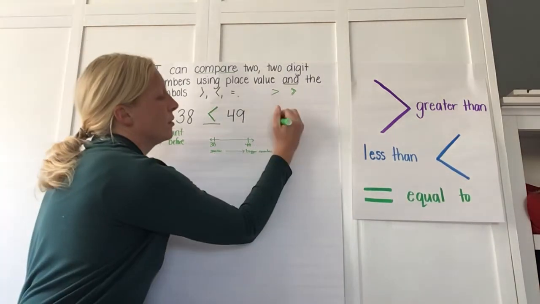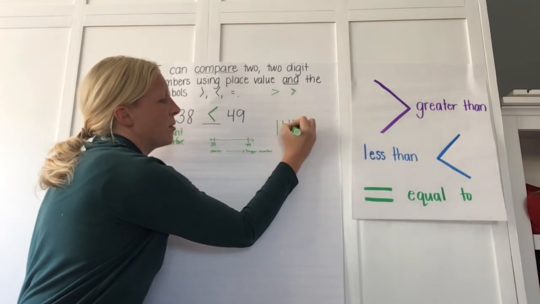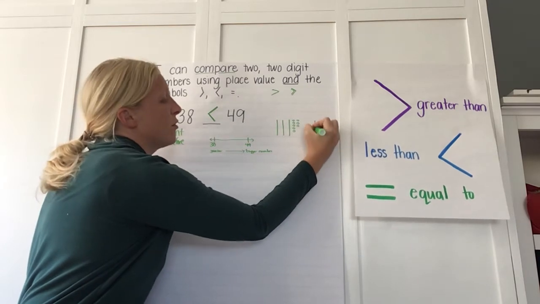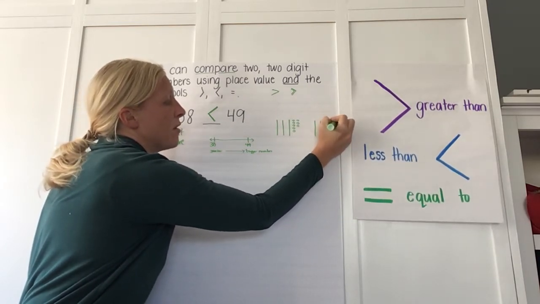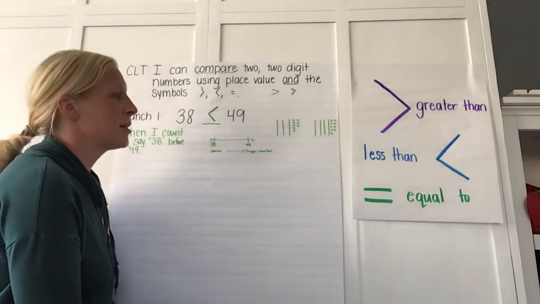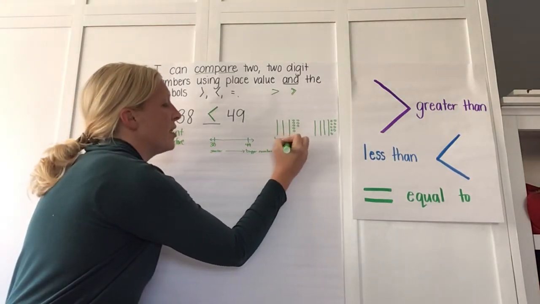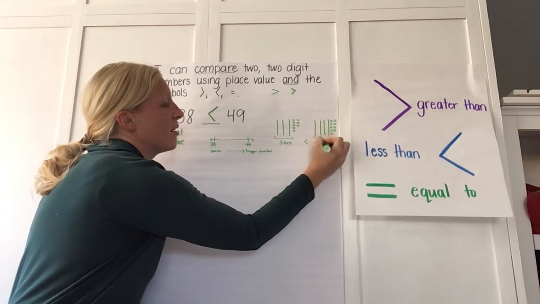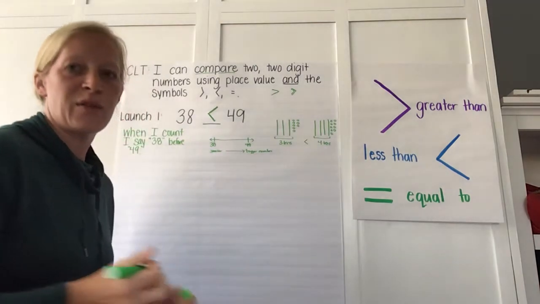Ooh. When you're drawing 38, 1, 2, 3, 4, 5, 6, 7, 8. And then you do 49, 10, 20, 30, 40. 1, 2, 3, 4, 5, 6, 7, 8, 9. What do you notice? 3 tens is less than 4 tens. Why did you look at that tens place first?